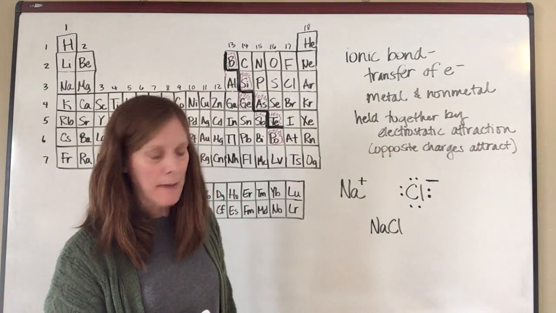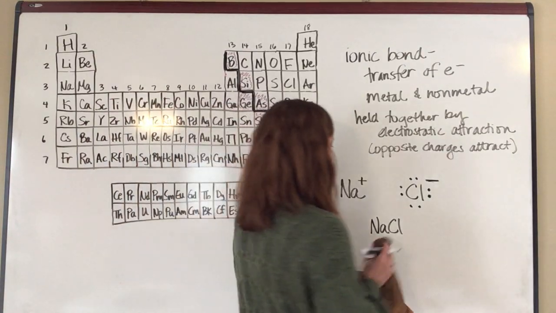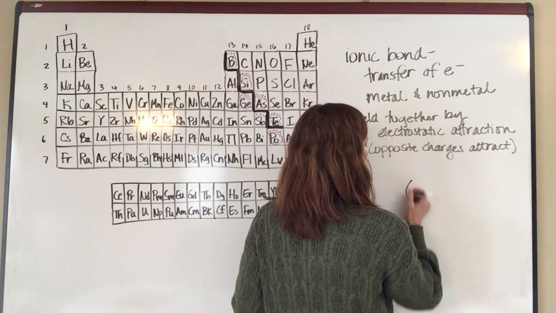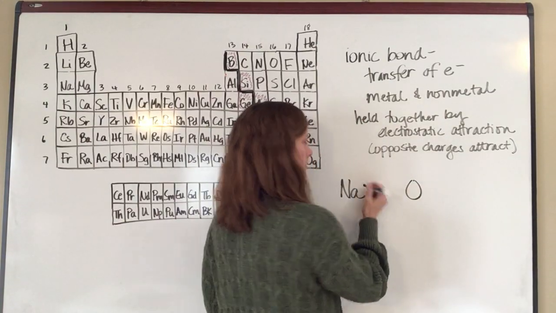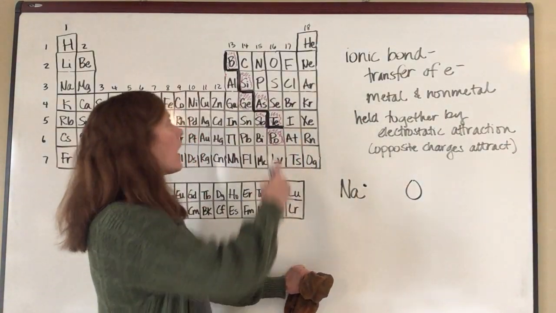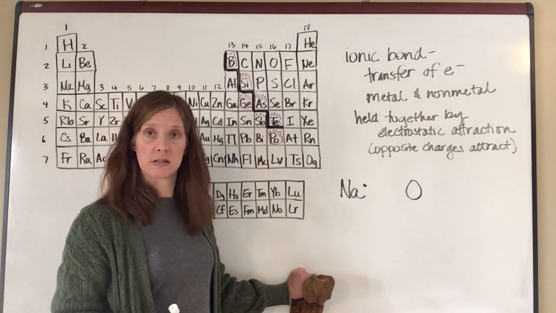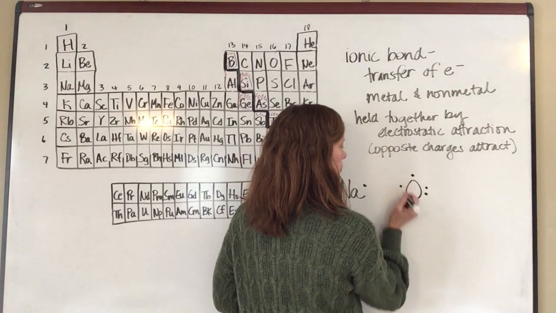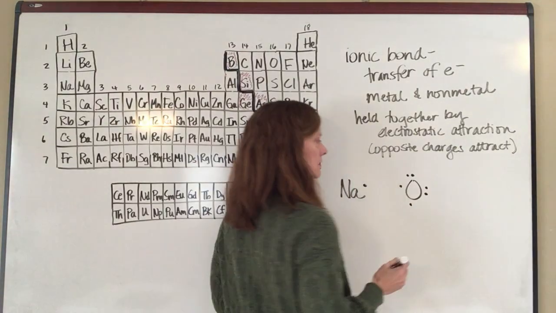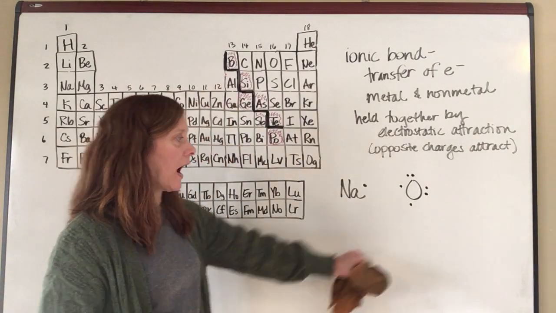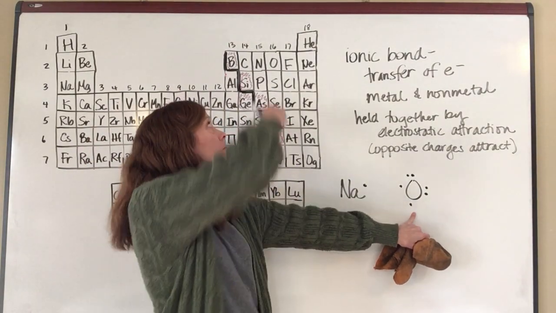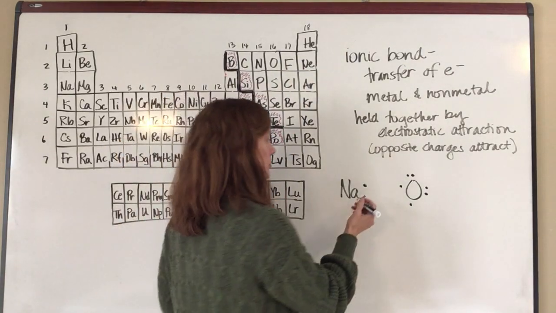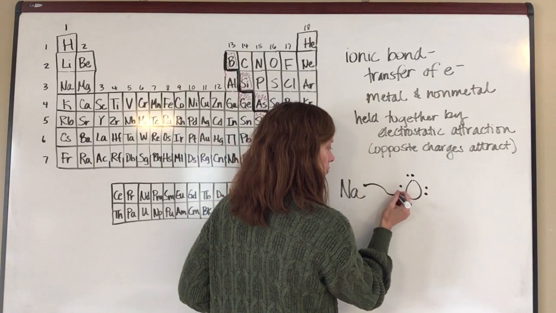All right, what happens though if I have, in place of chlorine, an atom of oxygen? So my sodium has one valence electron here. Oxygen is in group 16. It has 6 valence electrons. So I'm going to go 1, 2, 3, 4, 5, 6. Oxygen wants to do what? Well, if you remember, oxygen wants to gain 2 electrons. Sodium wants to give it up. So sodium gives one of its electrons over here.